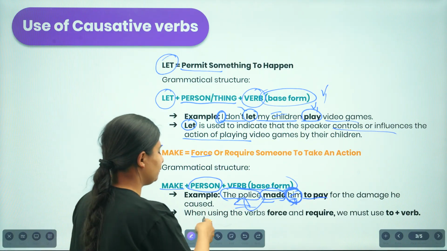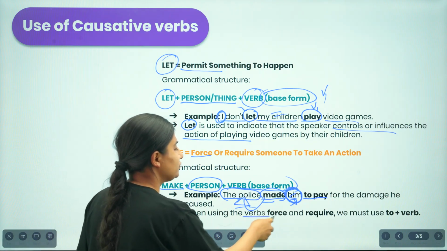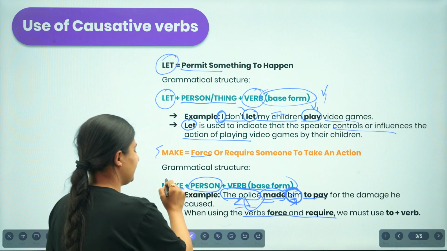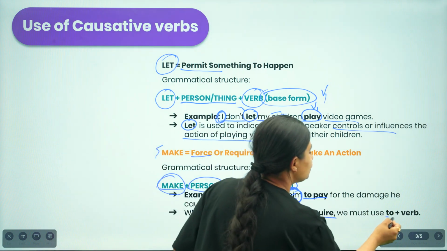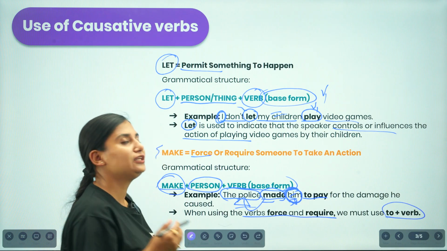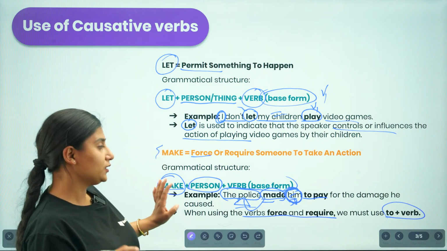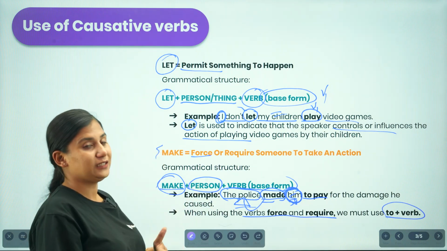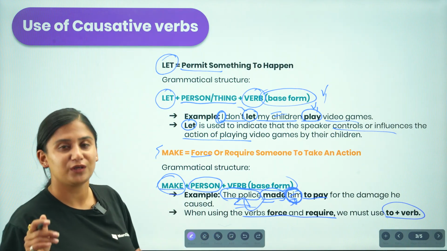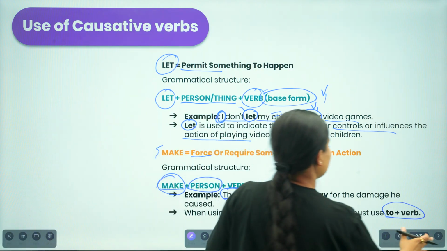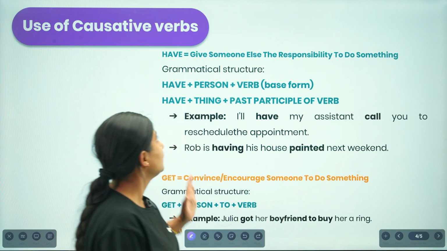So whenever we are using the verbs force and require, and the causative verb make, we are to use to infinitive and then the verb. You should be very watchful about the ideas that you use whenever you are using the causative verbs, because one mistake can make your answer incorrect. So now let us move to another idea, that is have.